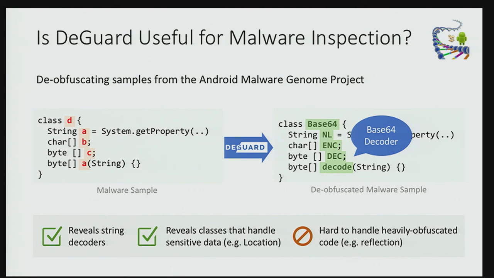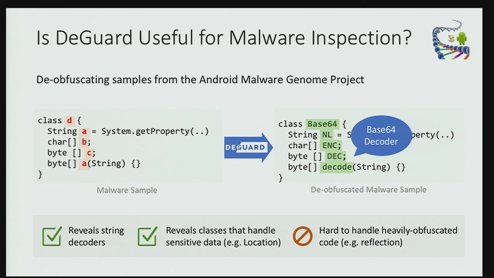On the left, you see the code for a malware sample, and on the right, the deobfuscation. If you look at the code on the left, it is very difficult to understand what's going on. We have a class D, some fields A, methods A. After the deobfuscation, we see that this is actually a class called Base64, and there's a method called decode. So obviously, this is a class that decodes strings that are encoded using base64.